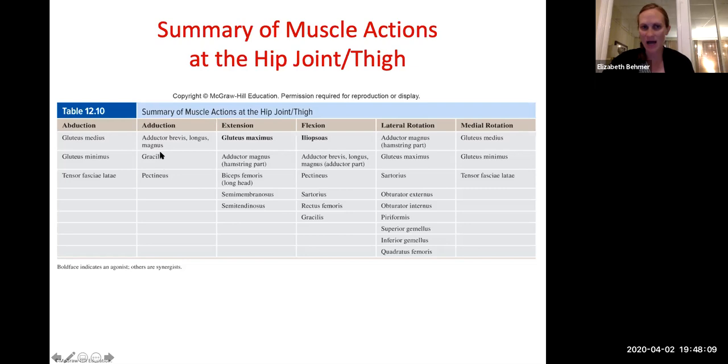So this column that says adduction, summary of muscle actions at the hip joint and thigh. These are the muscles that adduct the thigh, your adductor brevis, longus, magnus, gracilis, and pectineus.